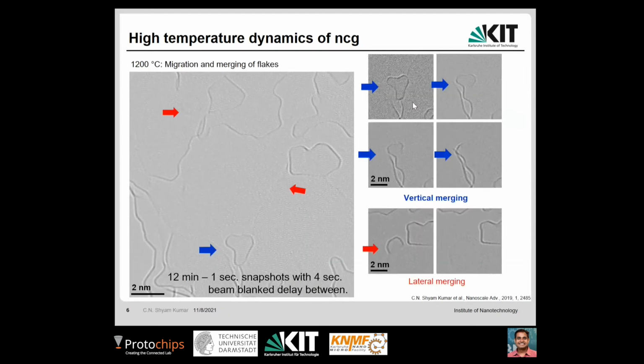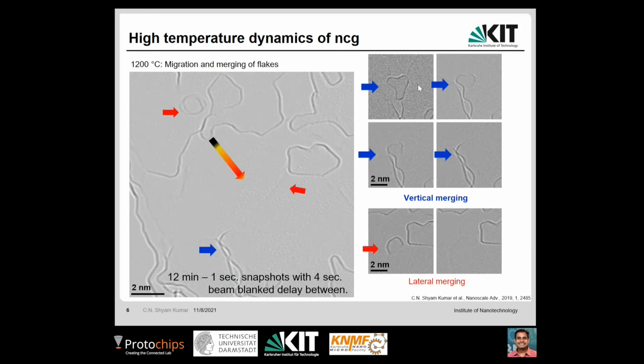So here, this is a 12 minutes dynamics at 1200 degrees Celsius. You have a small flake that is indicated by the blue arrow, which is rearranging and merging with the flake down, facilitating vertical material transfer. And at the same time, you have a flake indicated by the red arrow, which is jumping and attaching to the flake edge nearby, facilitating a lateral material transfer. So with this time resolved high resolution imaging at this temperature, we could identify migration and merging of these flakes as a mechanism that is active during high temperatures.